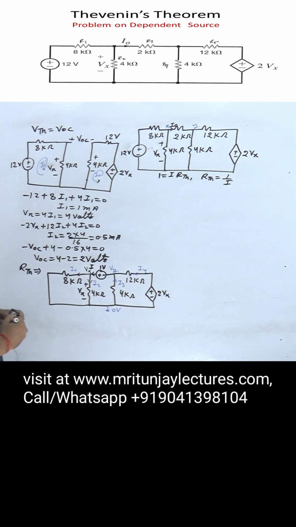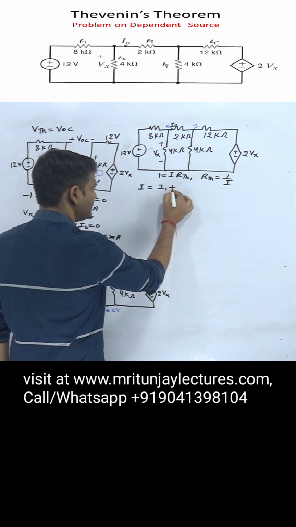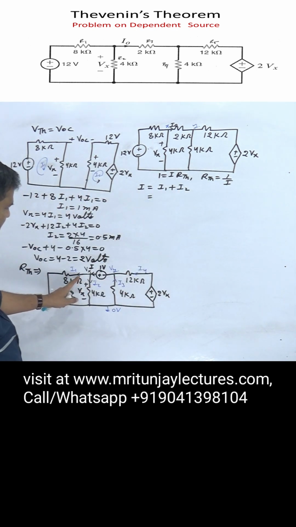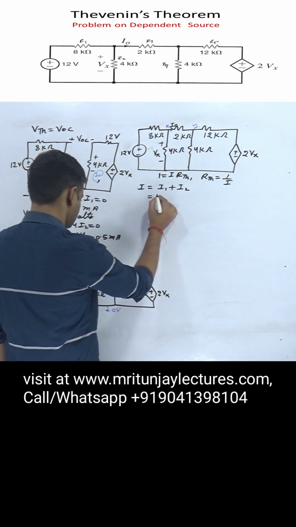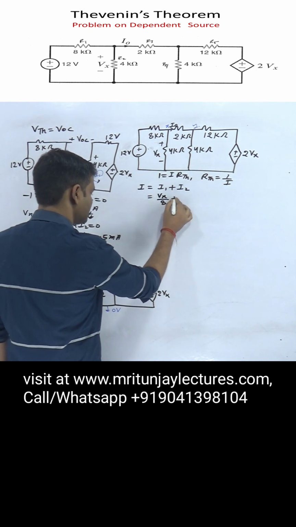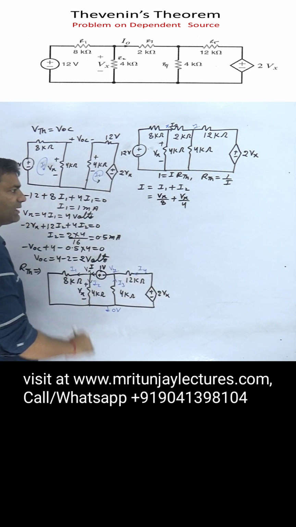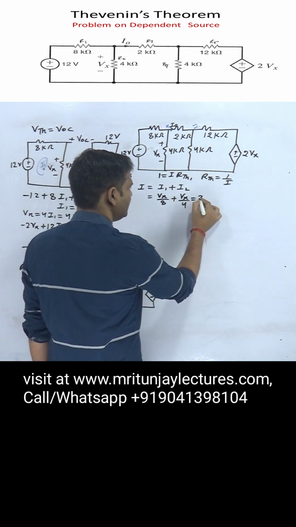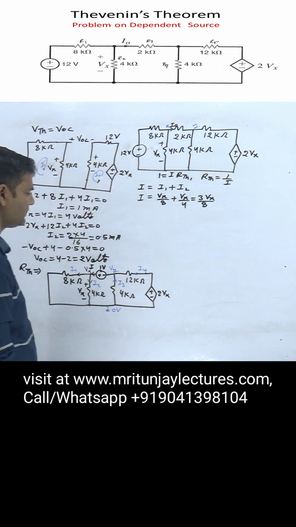Okay, so first of all, what about I? Apply KCL at that node: I is I1 plus I2. I1 is written as Vx minus 0 divided by 8, Vx divided by 8, and I2 is written as Vx divided by 4. So what about this value? I equals 3Vx divided by 8.